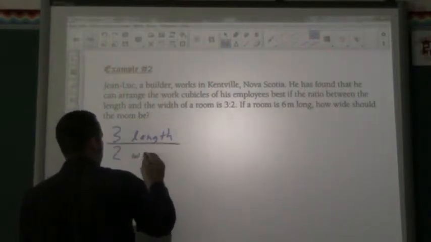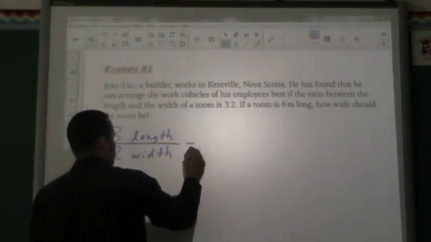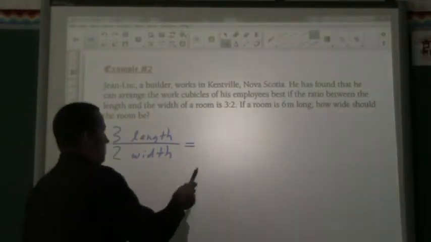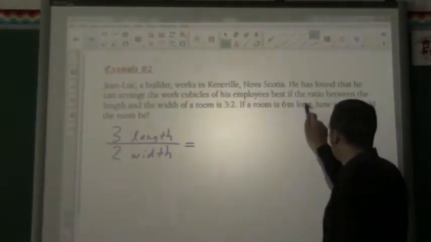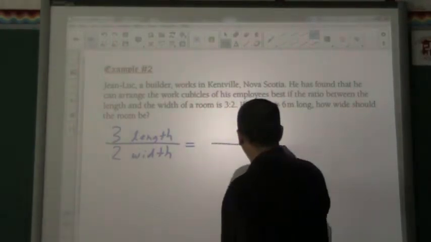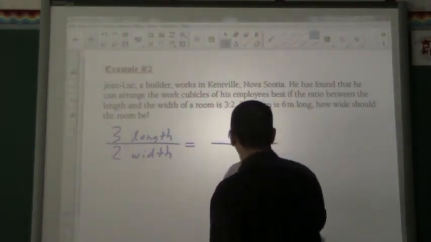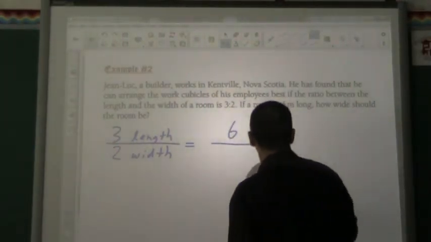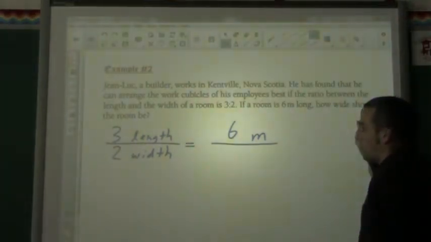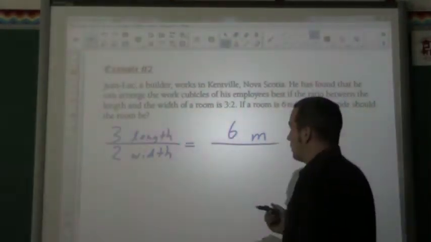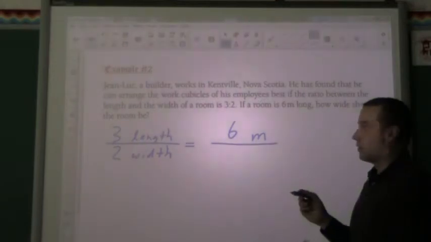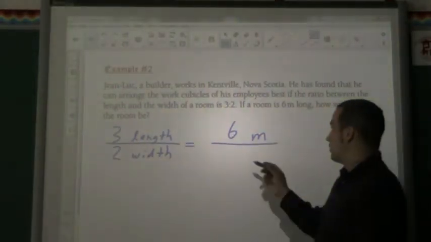2 is the width. And he says, my room that he has is 6 meters long. And so he has the length, it's 6 meters. And he wants to know, what should my width be? Okay? In this example, I'm going to use a more mathematical way than the question mark.